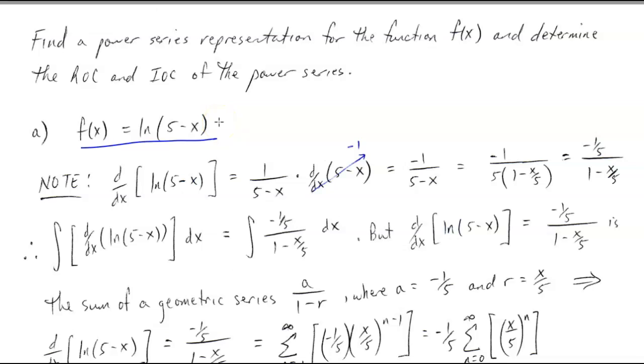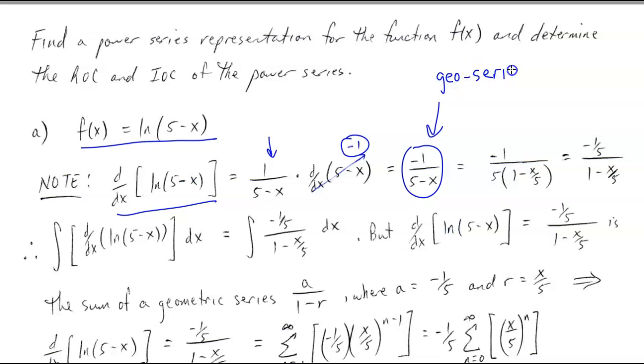However, I know that if I take the derivative of natural log of 5 minus x, that's just going to be 1 over 5 minus x. And of course, that times the -1 here because of the chain rule, which is just going to end up being a -1 divided by 5 minus x. Now, this is something that I can work with to force to be in a geometric series form.